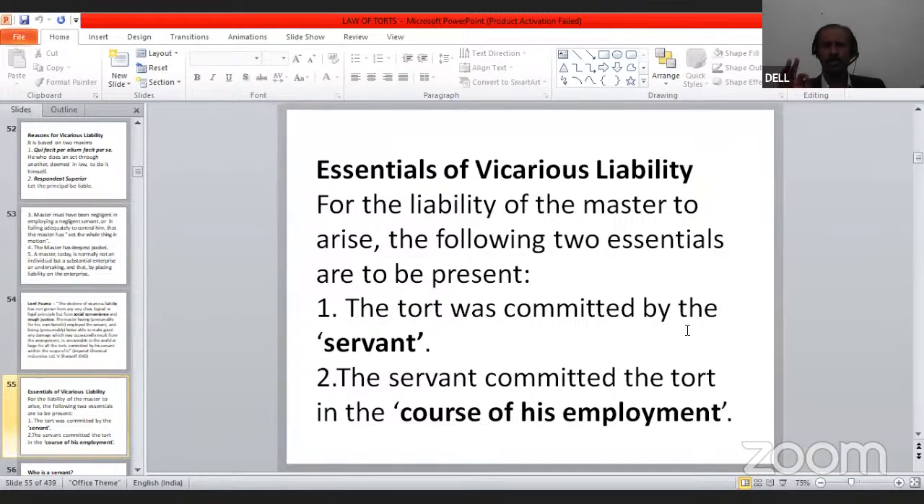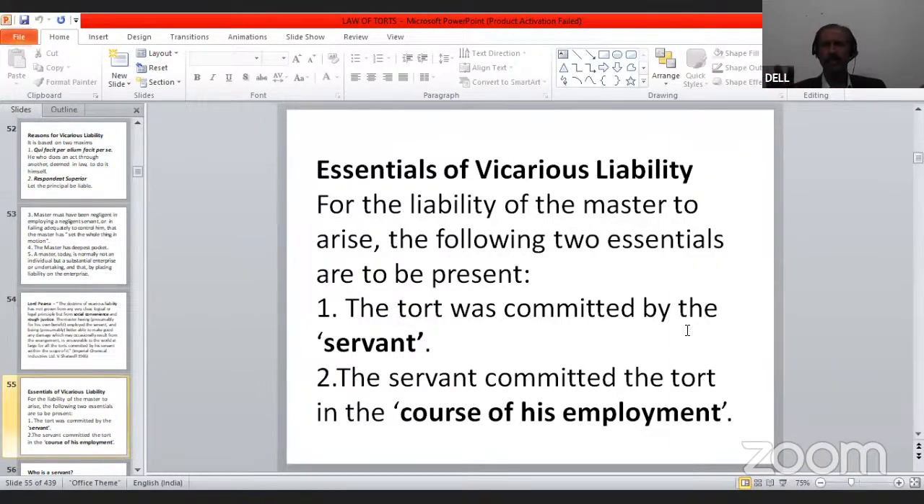Now, for the purpose of liability, two essentials have to be proved. What are the two essentials? The one is that the tort was committed by the servant. The wrongful act should be committed by the servant. Question, who is a servant? He must be a servant and must have committed the act. Now the servant committed the tort in the course of employment. A servant who commits a wrong within the course of employment, the employer or master is liable. If it falls outside the course of employment, he is a servant, but the second essential fails, and the master actually is not responsible. So two things. One is he must be a servant.